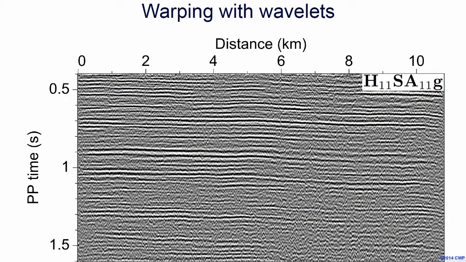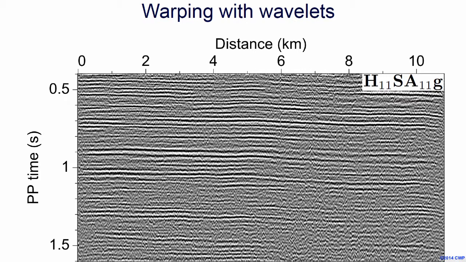So today I've shown you how we can apply warping with wavelets to PP and PS images. But this algorithm is not limited to this. It can be applied to any geophysical transformation that involves squeezing and stretching. An example of this would be NMO, which we have done tests with.